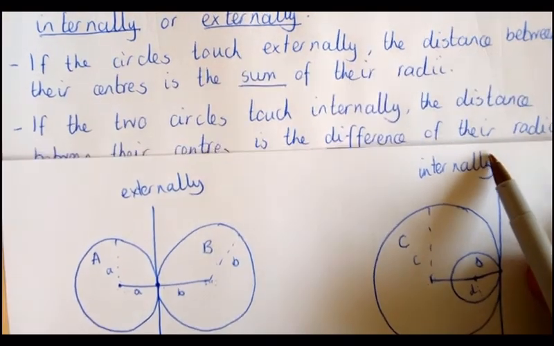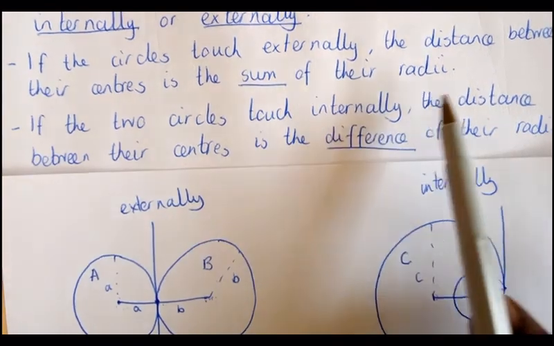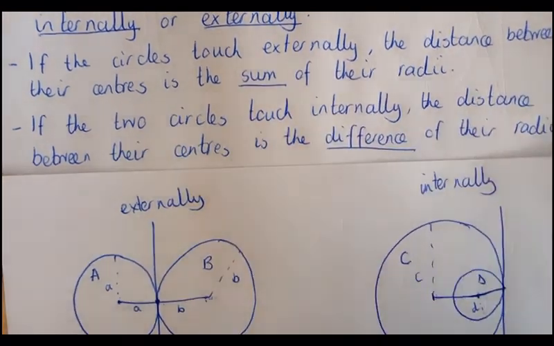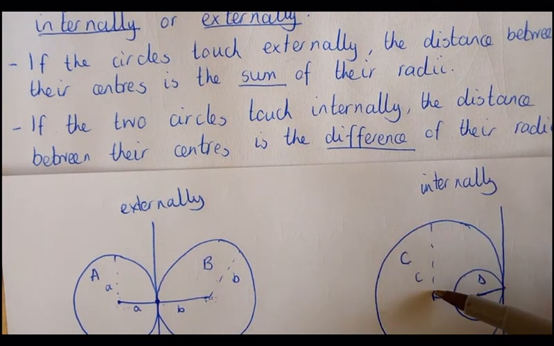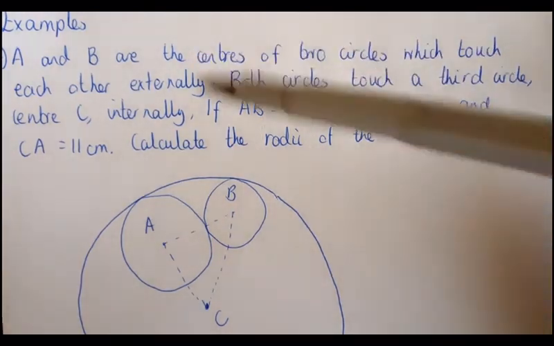Also, for circles that touch internally, if the two circles touch internally, the distance between their centers is the difference of their radii. So it just means that these two touch internally, right? So C minus D is the distance between their centers. Now let us proceed to an example.